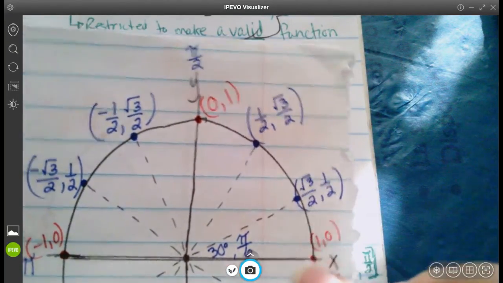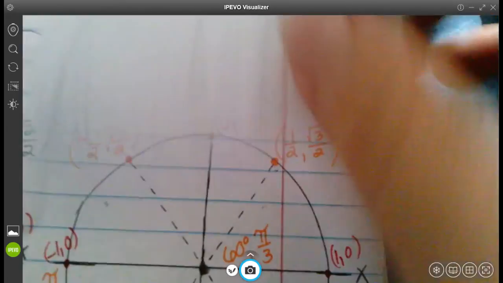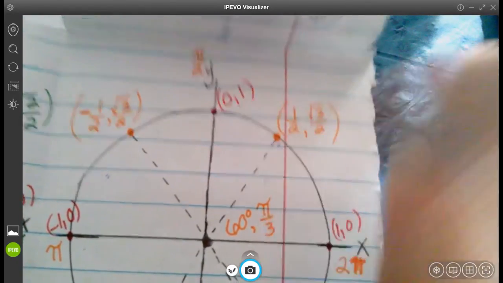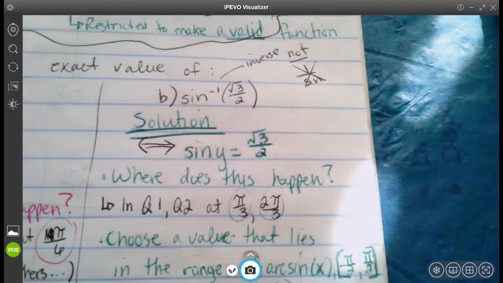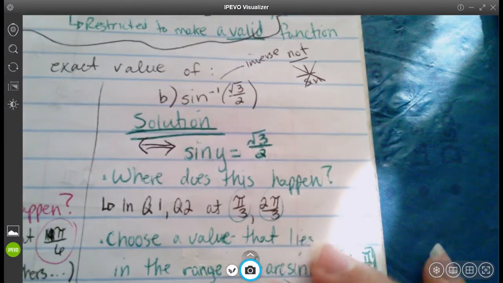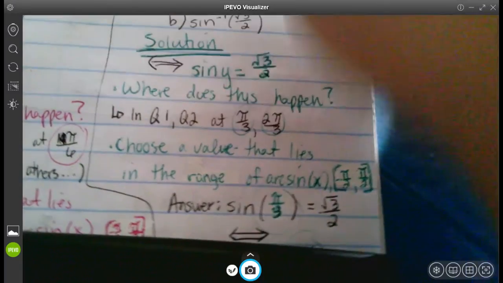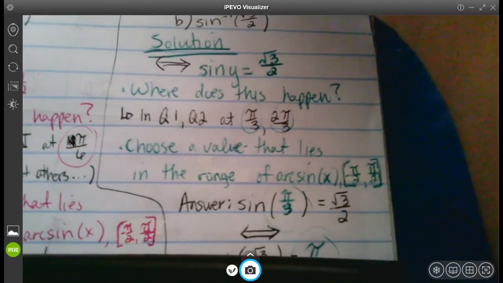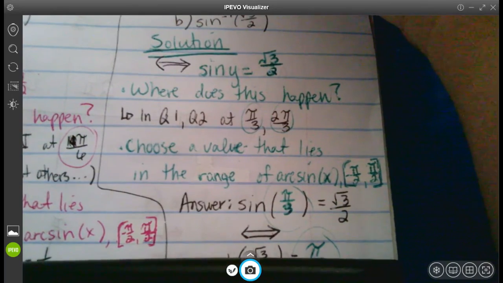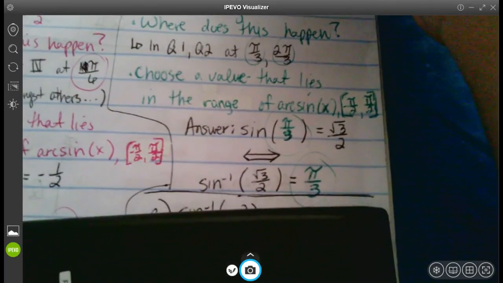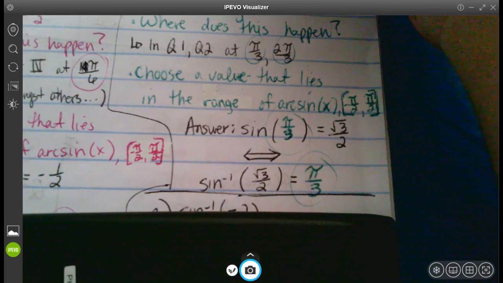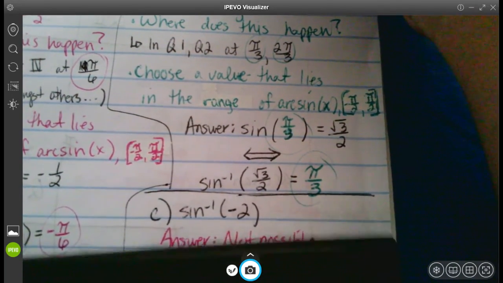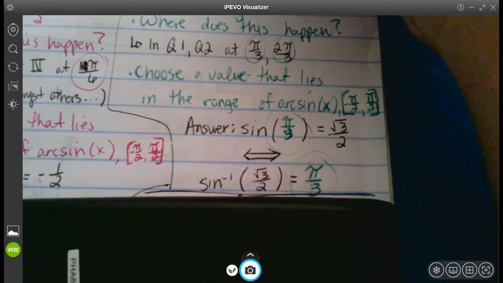Square root of 3 over 2, which is, let me open up this one because this one has it a little bit better. This is pi over 3. So that's what I did. I said I'm going to choose a value that lies in the range of arc sine. Oh, there's a little bit of glare there. And that came out to pi over 3. So my answer is inverse sine of square root of 3 over 2 is equal to pi thirds. And yeah, that's it for that one.